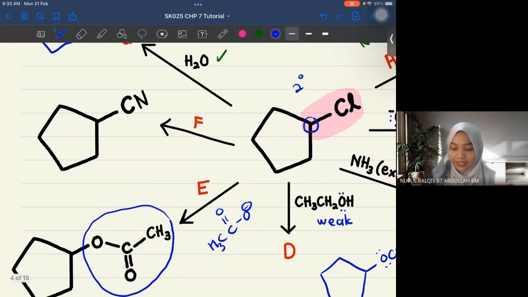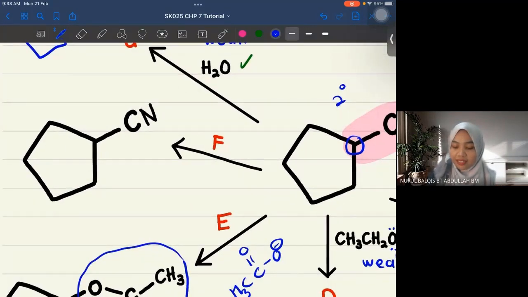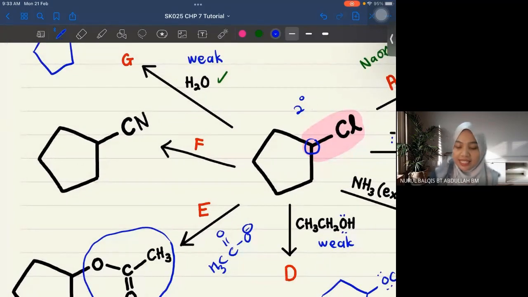Okay. Lagi F pula. Yang F ni sekarang daripada Cl kita nak ganti dengan CN. This CN comes from strong or weak nucleophile? Strong. Jadi bila strong nucleophile, yes, strong nucleophile. Kita nak guna apa? KCN ke HCN?